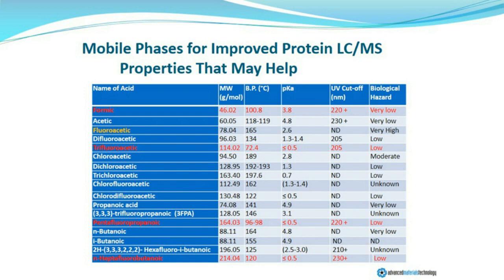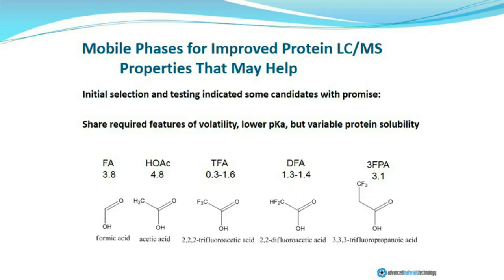So the various acids in this table, as well as many others, we looked at in terms of their potential utility, and in many cases looked at them chromatographically, and in fewer cases than that, looked at them for coupled LC and MS applications. On the slide in front of you are those we have studied in greatest detail. These include, of course, formic acid, acetic, trifluoroacetic, difluoroacetic, and 3-fluoropropionic acid.